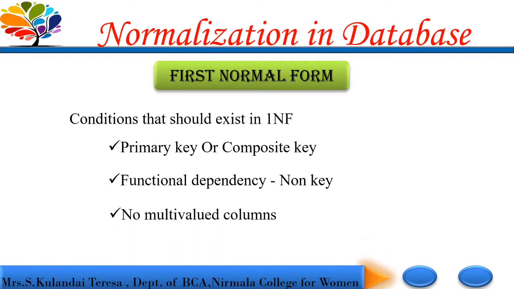First normal form. Conditions that should exist in first normal form are: the primary key is defined. If a single column cannot exist as a primary key, a composite key can be used. All non-key columns show the functional dependency on the primary key components. What is a non-key? All the columns other than the primary key are said to be the non-key columns. No multi-valued columns must exist in the table.